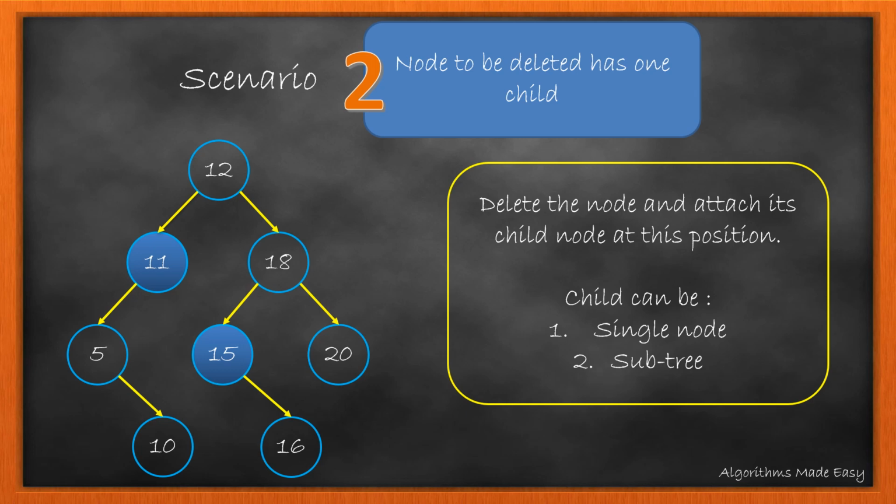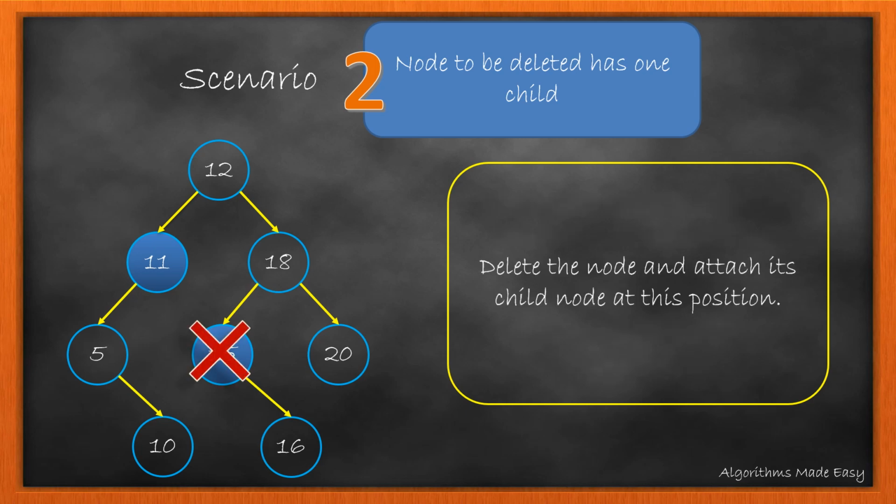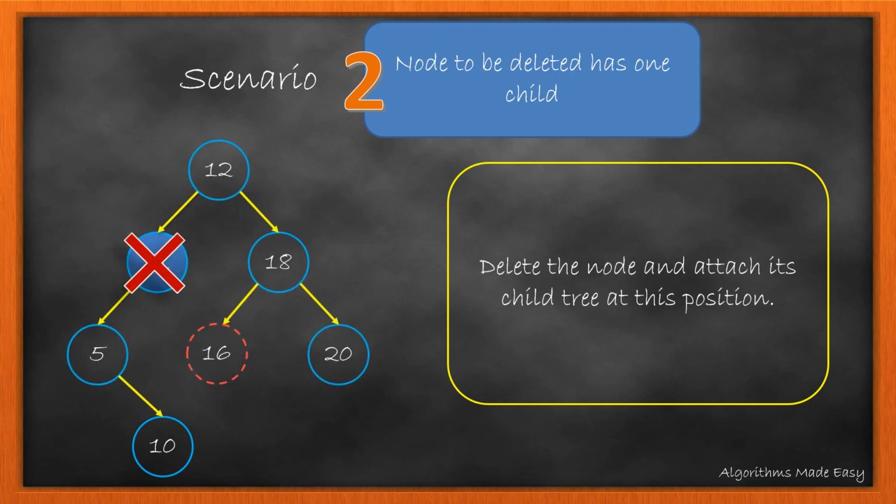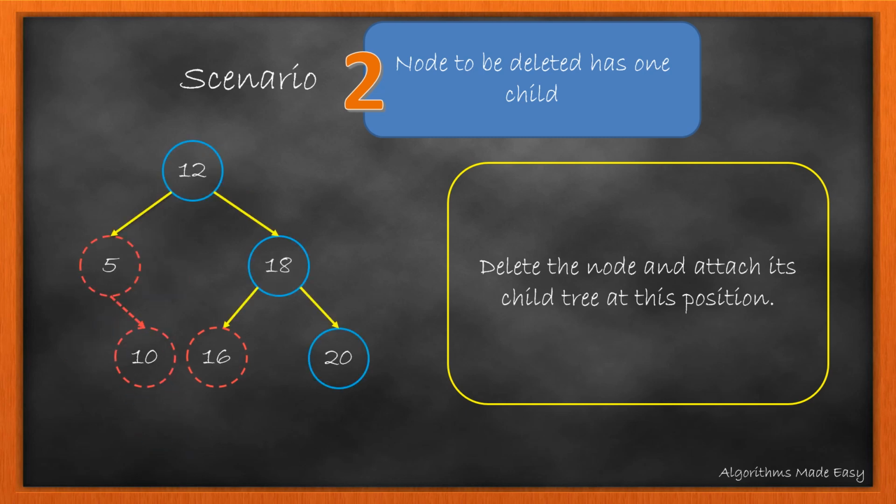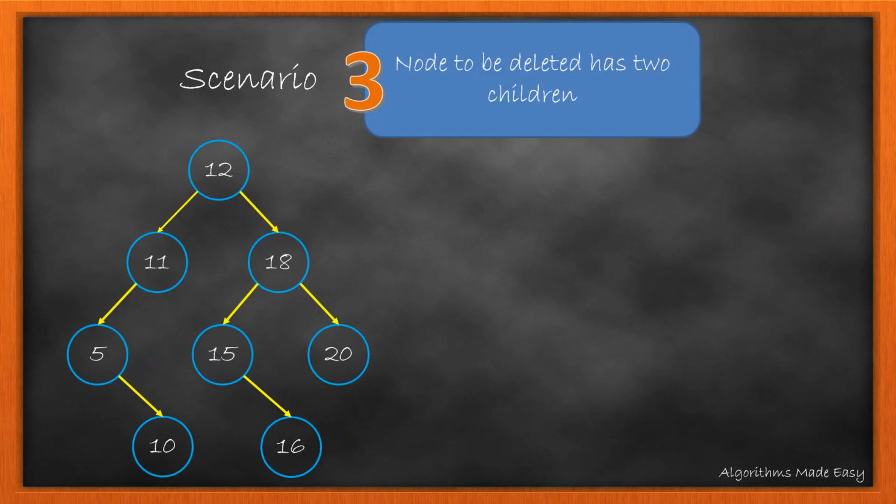In order to delete these nodes, we need to attach the child at the deleted node's position. Deleting the node 15 will shift the child node 16 at position of node 15, while deleting the node 11 will shift the child subtree with nodes 5 and 10 at current node's position. This covers our second scenario.